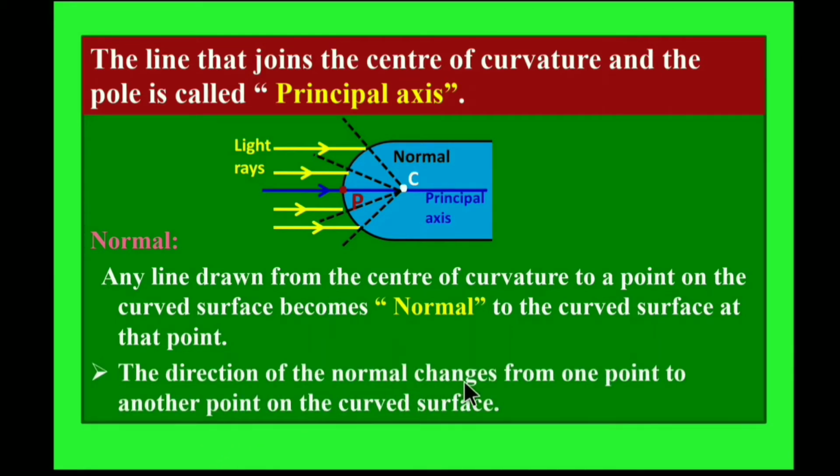The direction of normal changes from one point to another point on the curved surface. If you see here, this is the incident point of light, and this is the incident point of another ray. So the direction of normal is changing from one point to another. This is also a normal, the line which is passing through the principal axis.